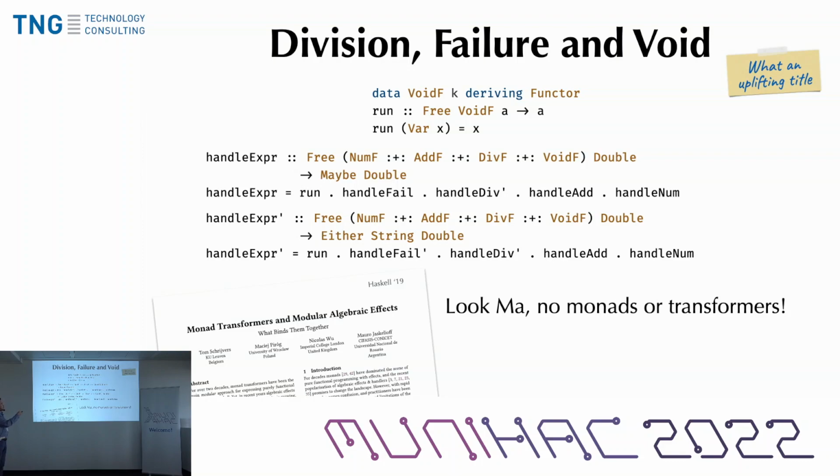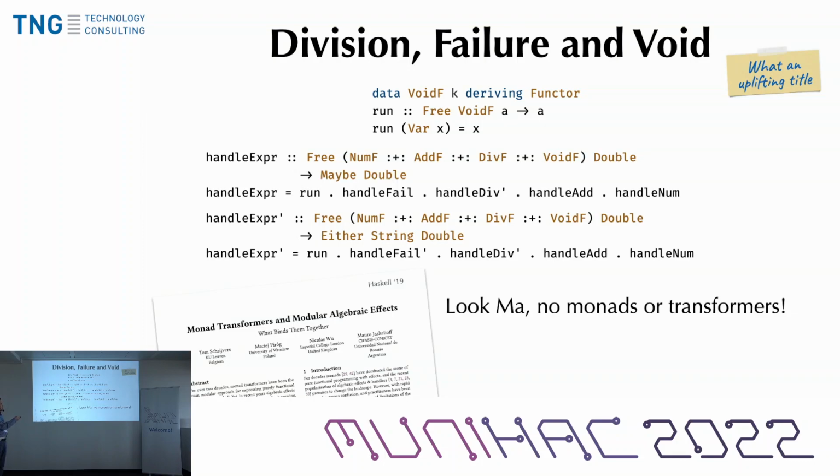So you need a way of dealing with trees that have no syntax in them, so it's just a value at the end. And what you have for this handleExpr is you start with numbers, addition, division, and then void at the bottom of the effect stack. And then you want to create a maybe double. Well, what you do is you handle the numbers, handle the addition, handle the division so that it emits failures, then handle the failures, and then run the whole tree, and that will work.